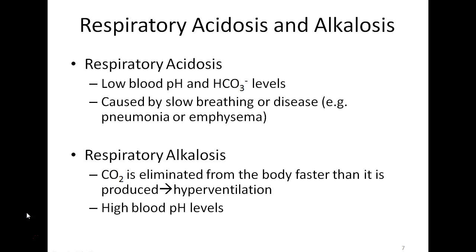Also, we might get respiratory alkalosis. In other words, high blood pH level, blood moving towards something that is more alkaline. And so this occurs when CO2 is eliminated from the body faster than it is produced. A good example of this is going to be hyperventilation. So therefore, a low partial pressure of carbon dioxide can possibly result in a decrease of those hydrogen ion concentrations in the blood.